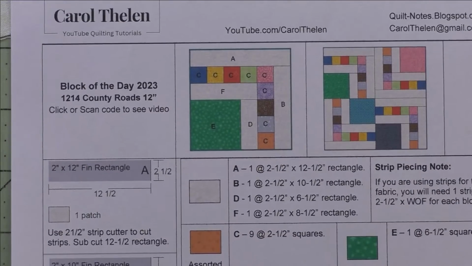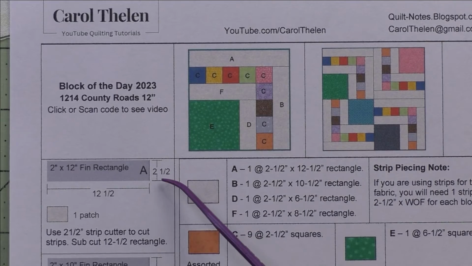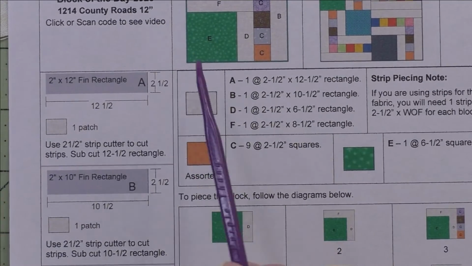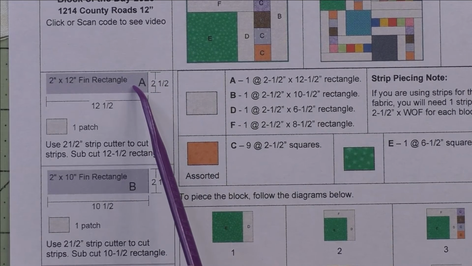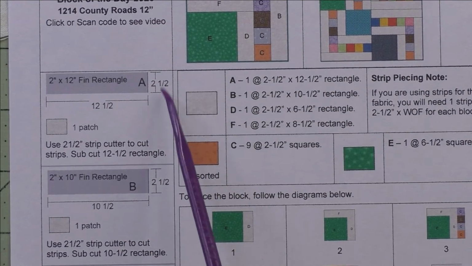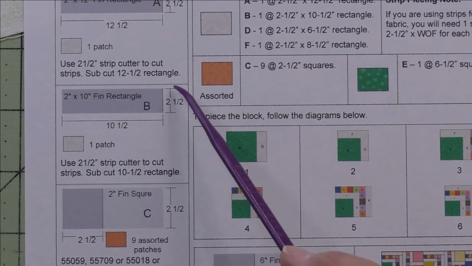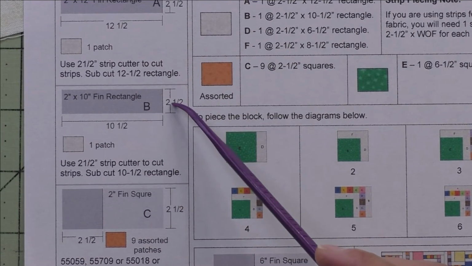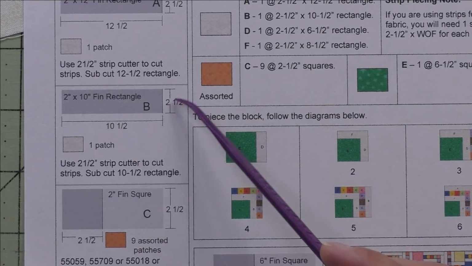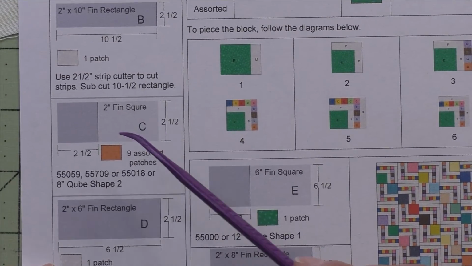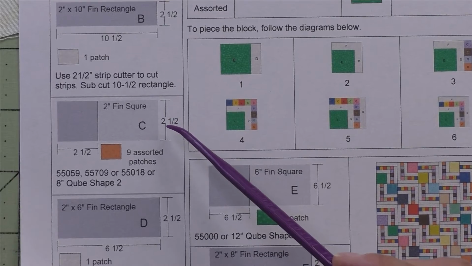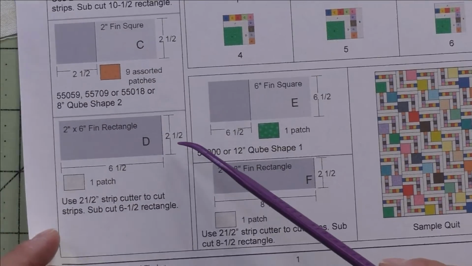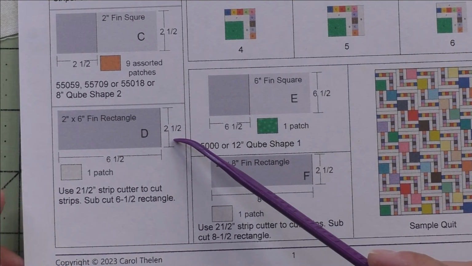There are 6 patches here, and this would be probably really good for strip piecing, and I'll show you why. Patch A is a 2-inch by 12-inch finished rectangle, so here we're cutting 2.5-inch segments. Patch B is a 2.5-inch by 10.5-inch rectangle. We're also cutting 2.5-inch segments. And patch C is a 2-inch finished square, so we cut 2.5 inches. Patch D is a 2-inch by 6-inch finished rectangle. Again, we're cutting 2.5-inch strips.